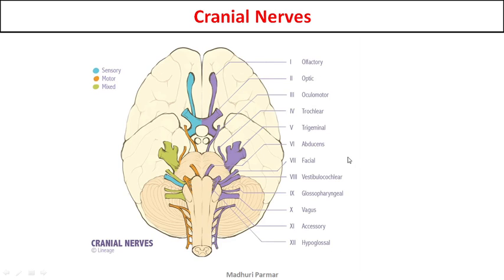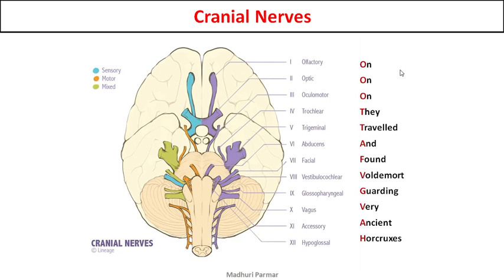Now I tried to find a good mnemonic for this, and the best I could do was this. A mnemonic is a short form or a funny sentence that you can remember to recall this arrangement, this list. So the mnemonic is: On they traveled and found Voldemort guarding very ancient Horcruxes.